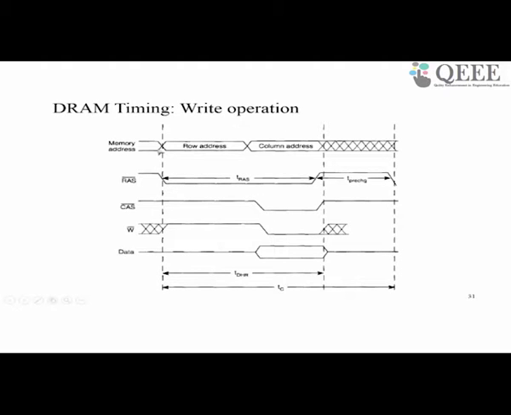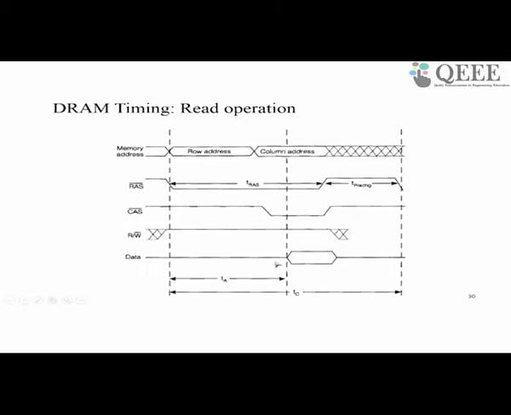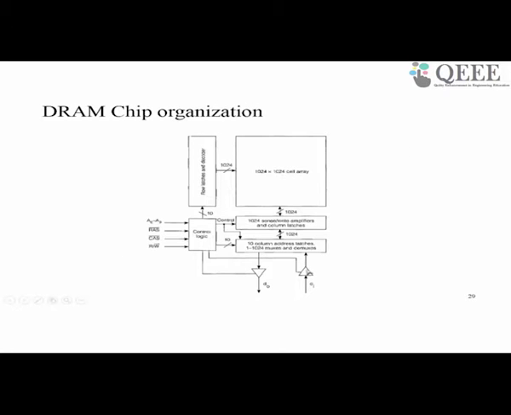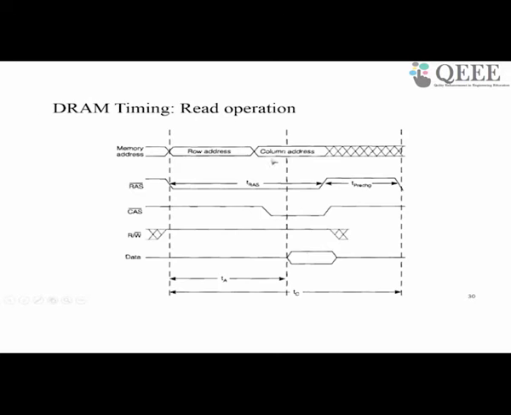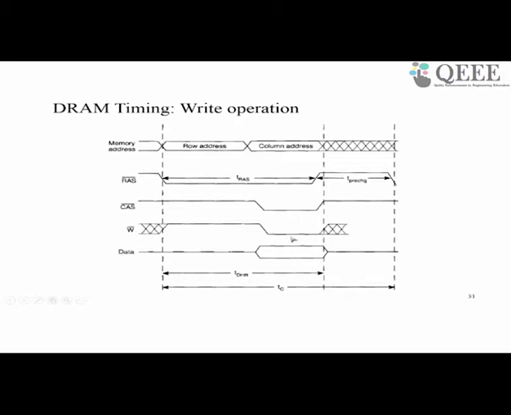So writing again involves providing the row address first and enabling the row address strobe, which will enable one of the rows. Then you provide the column address, followed by the column address strobe and the data bit to be written. The data bit is provided and it goes to one of the locations and gets stored in the corresponding bit. So this is the write operation. This data is being written.